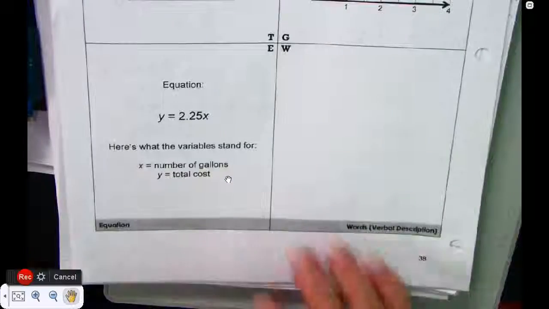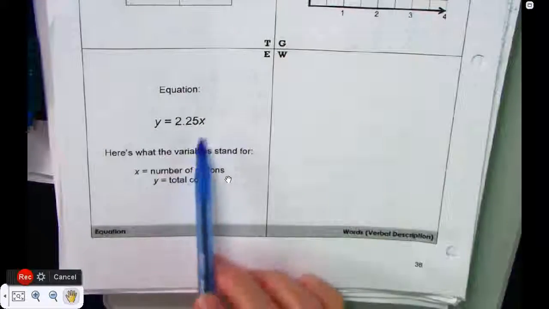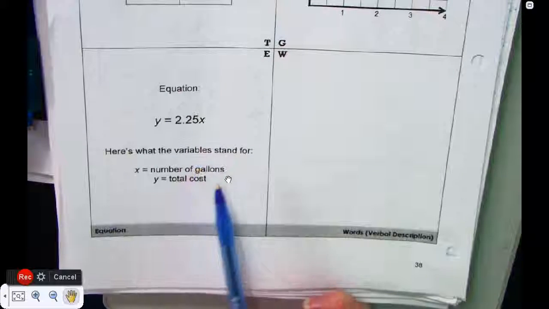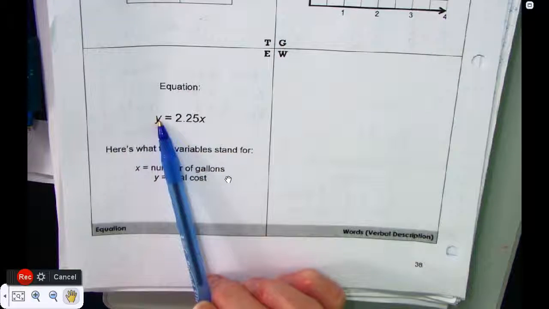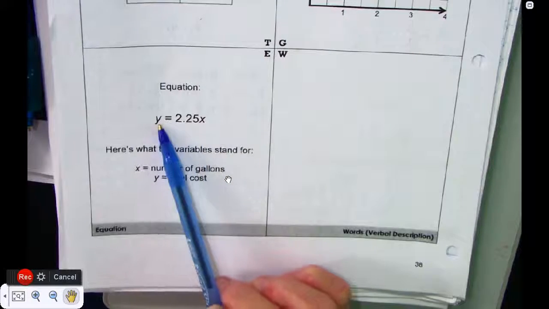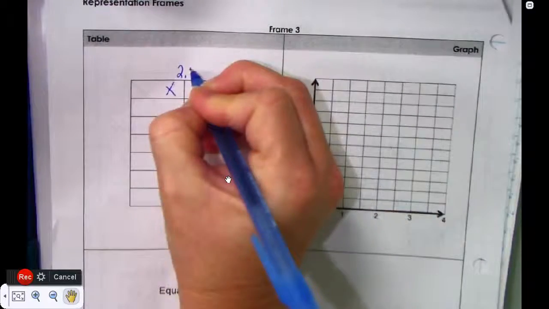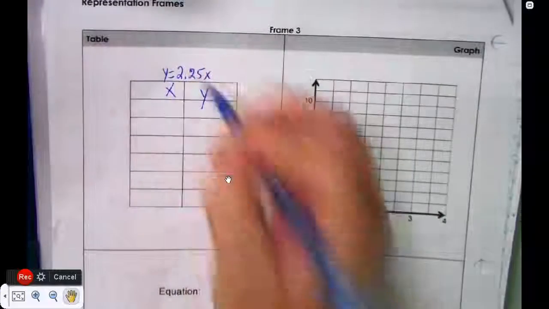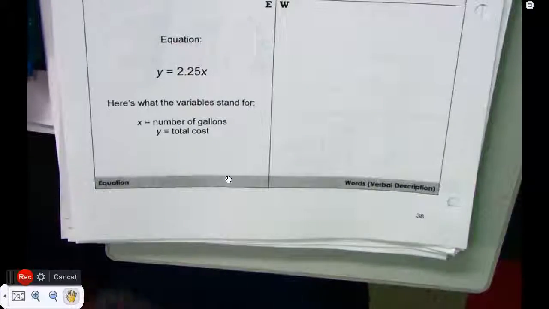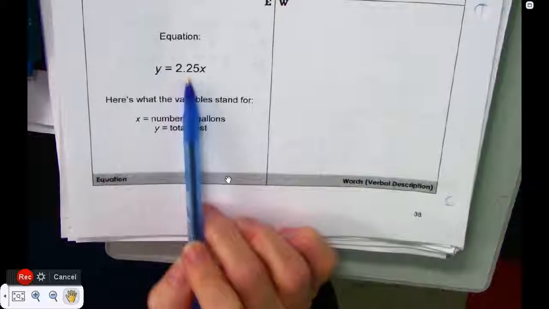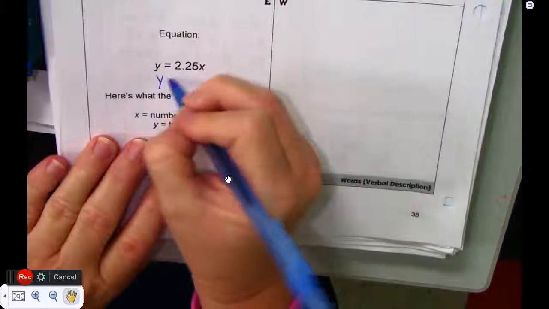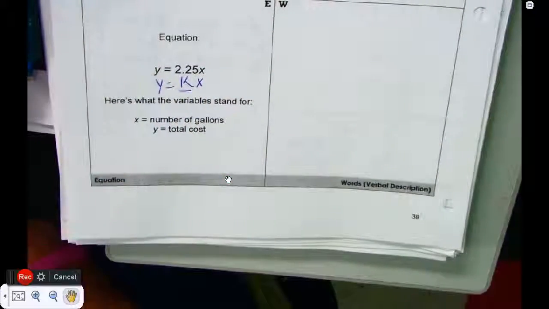Turn on the back. Now this time they gave us the equation, guys. X stands for the gallons and Y is the total cost. So what we need to do is come up to the table. This is my equation. By looking at the equation, is it going to be proportional? Is it in Y equals KX form? Yes. And what's K? Yes, it's going to be proportional.